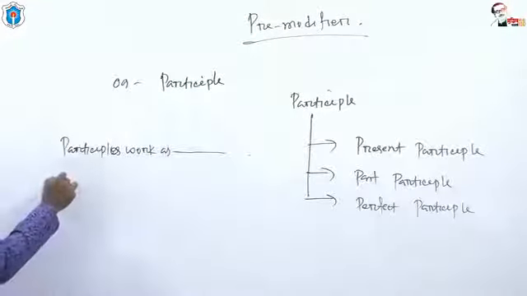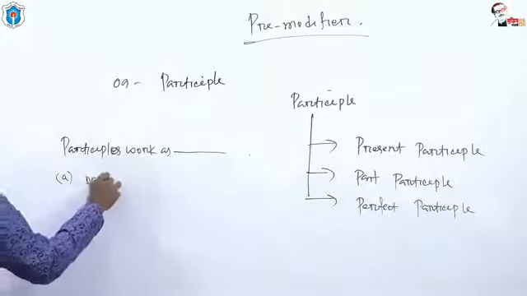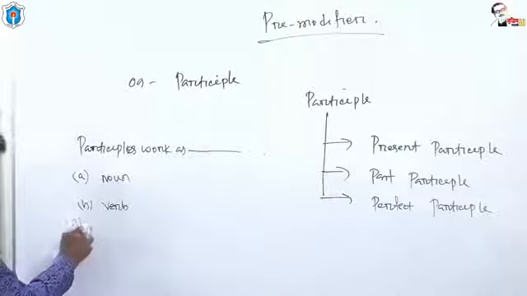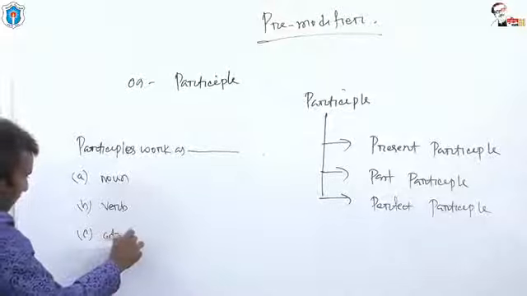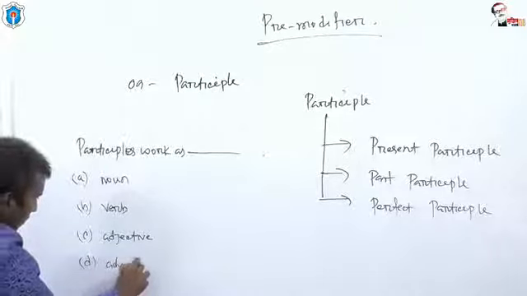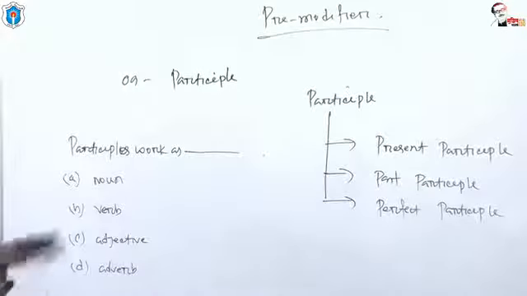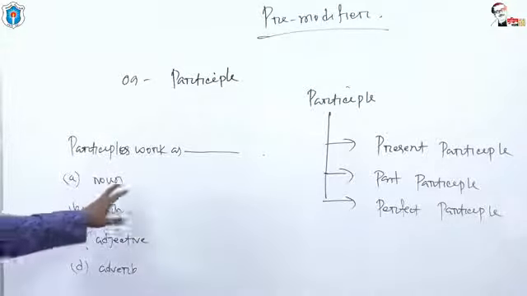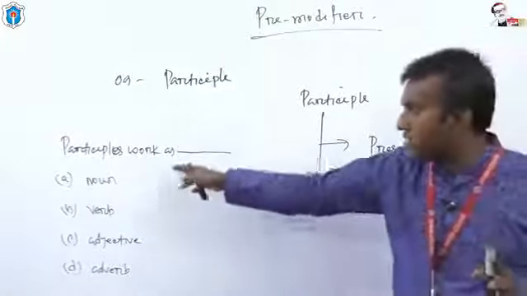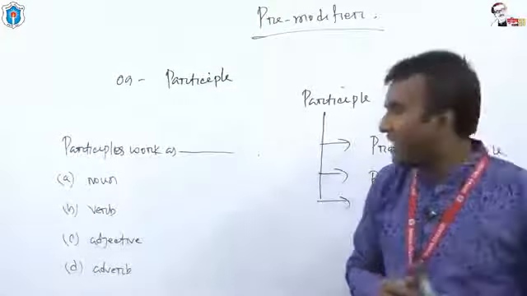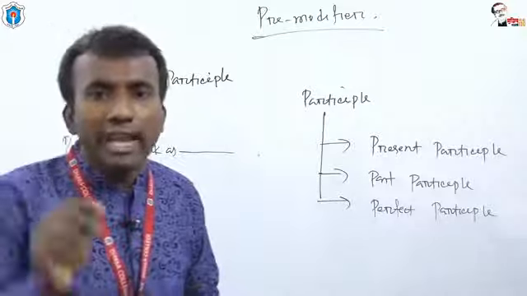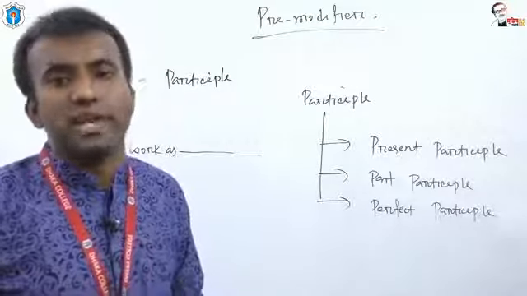What should be the answer? Noun, verb, adjective, adverb. What is the answer? Participles work as dash. What is your answer? Have you got me, dear students? Look at the board. Participle work as dash. Definitely the answer was adjective. It was given in the admission test of 2003 in C unit, in the unit of commerce students.